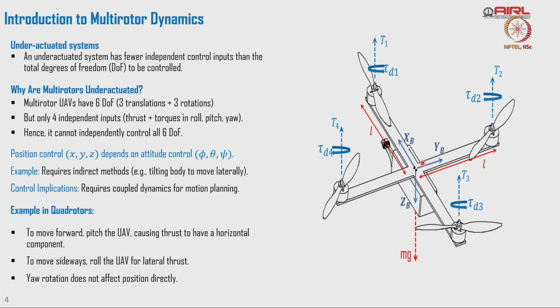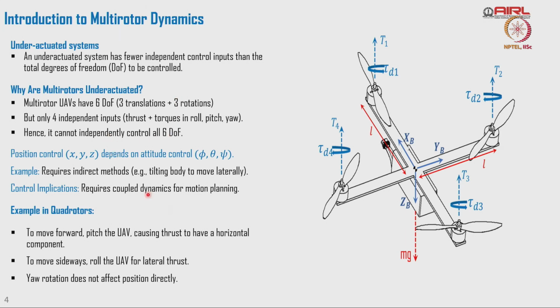These inputs independently will not control the translation or rotation. A combination of these will be useful for us to achieve the pitch, roll, yaw, right? The torque coming from the motors and the thrust and speed will be used to control the translation and rotation motions. They are not independent controls of all 6 degrees of freedom, hence it is an underactuated system, right?